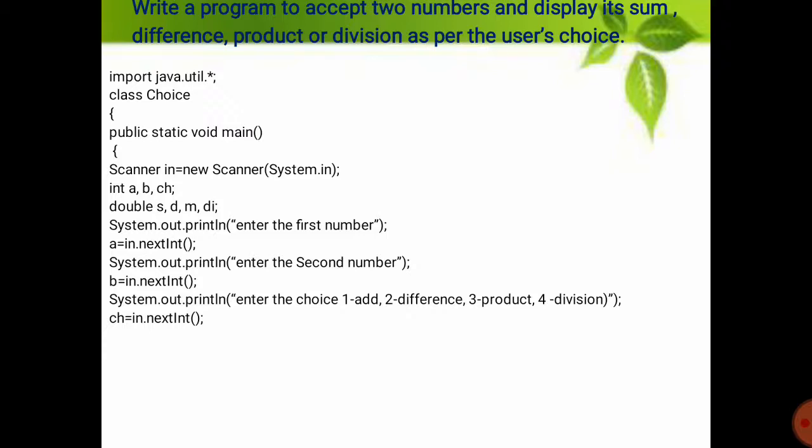After that I have written System.out.print, enter your choice, 1 for the add, 2 for the difference, 3 for the product and 4 for the division. And the next variable ch is equal to in.nextInt. It means when the user enters their choice, it goes to the variable ch.